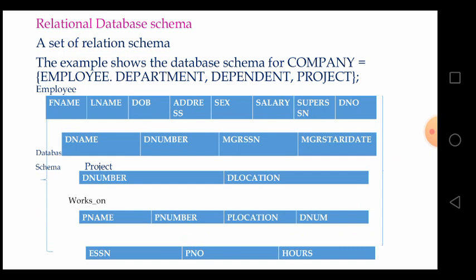The relation schema is normally represented as follows. The primary key is underlined, that means SSN, department number, project number, ESSN are the primary keys.